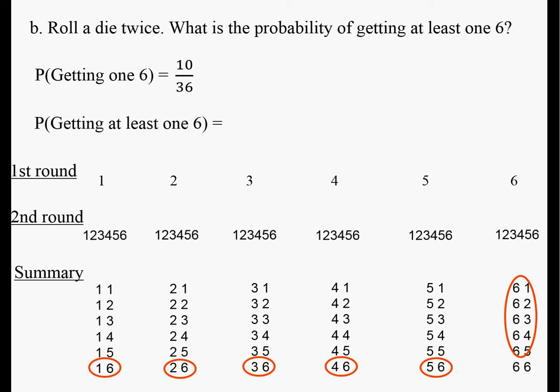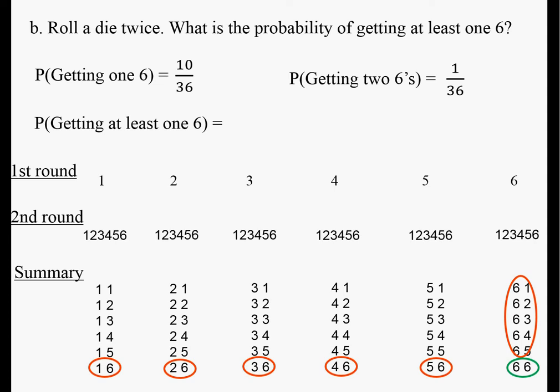As we said early on, getting at least one 6 also includes the scenario where we have two 6s. Now, how many ways can we obtain combinations of two numbers that are both 6? Only one way here. So the probability of getting two 6s is simply 1 over 36.